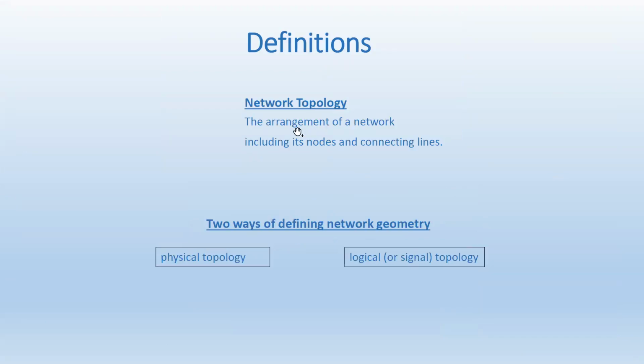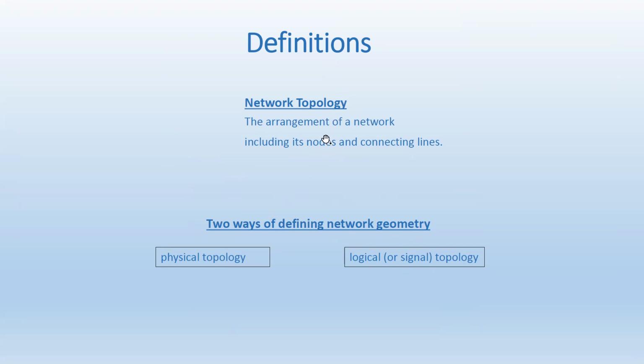Now let's get some of the definitions out of the way. Definitions. Network topology is the arrangement of a network, including its nodes and connecting lines. What are nodes? We're going to talk about that. Now, there are 2 ways of defining network geometry. So topology and geometry we're talking about here. Physical topology and a logical or signal topology.